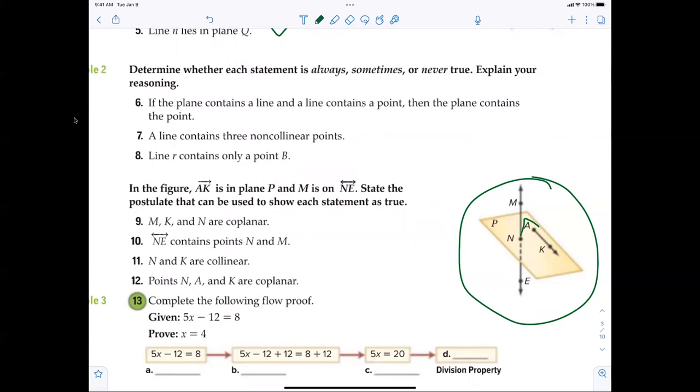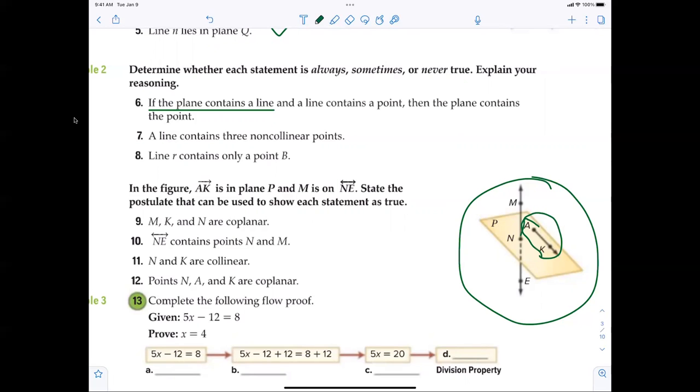What are you thinking? How can it not be always? Tell me what you think. Yeah, but M is not on the line. So you're understanding me. If a plane contains a line, that means this line is on that plane. Do you agree with that statement? And K is on that line. Then K is on the plane. Yeah, I think that's always.